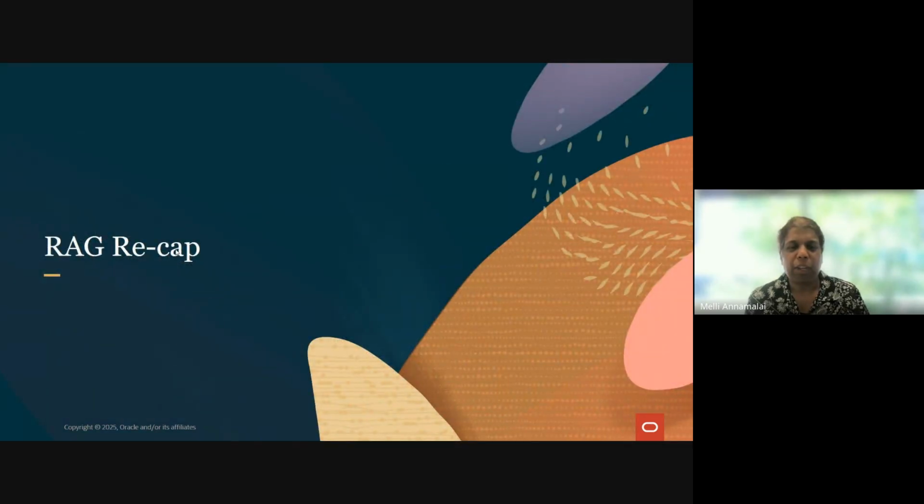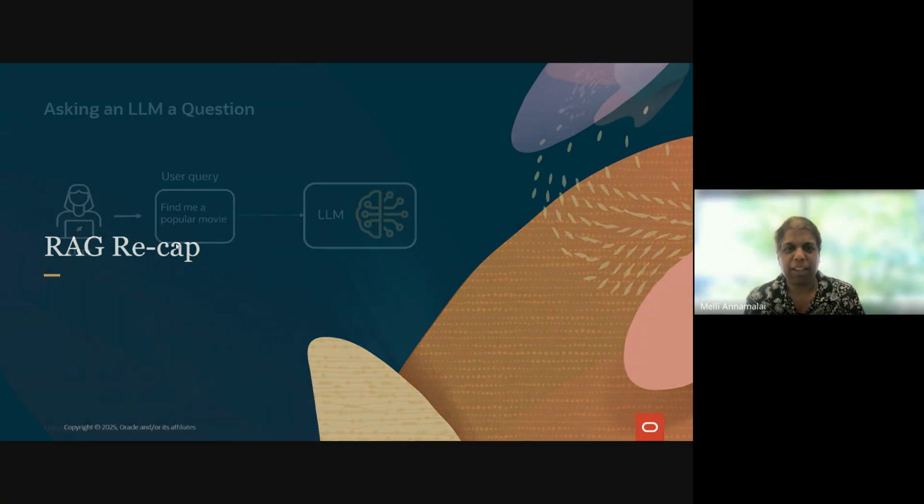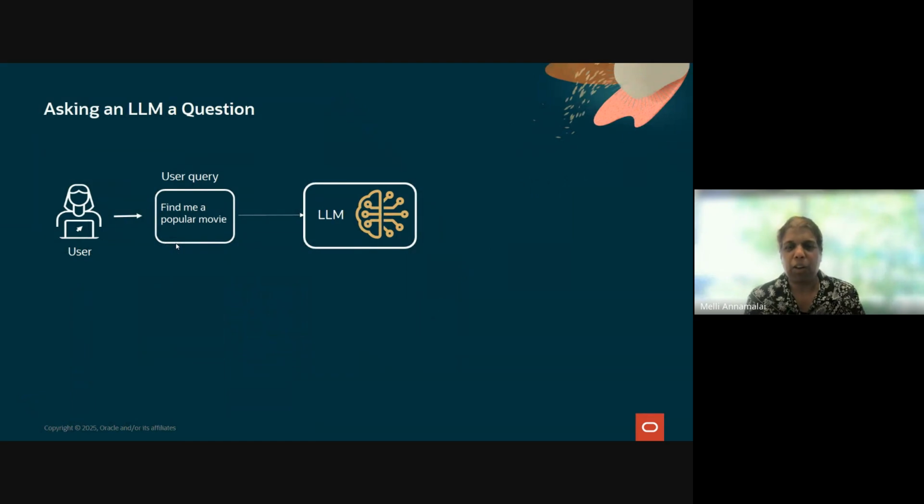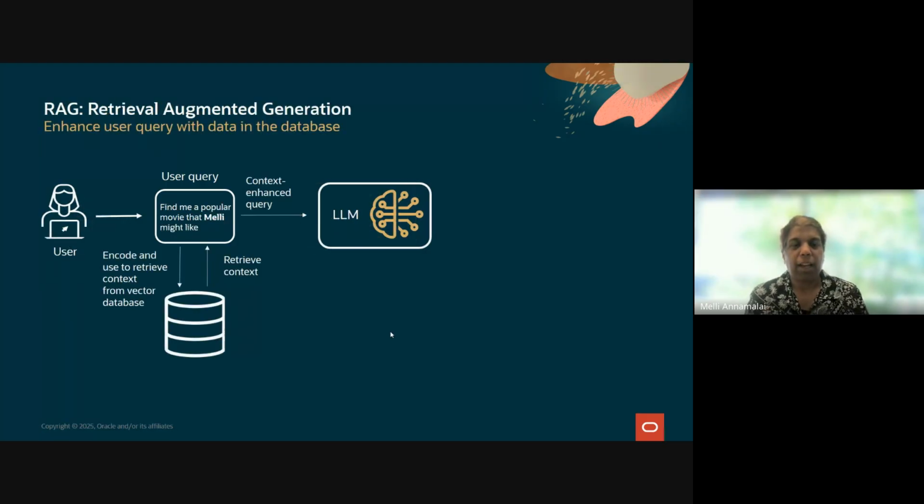So I'll start off with a RAG recap because probably most of you here know what RAG is, Retrieval-Augmented Generation, but I don't want to assume anything, so let me start with a recap. So we all know, of course, as of the last 3 years, when you want to ask a generative AI service a question, you just send it a query and it gives you an answer based on all that it has learned from information that it has access to. So if you say, find me a popular movie, it'll find you a popular movie.